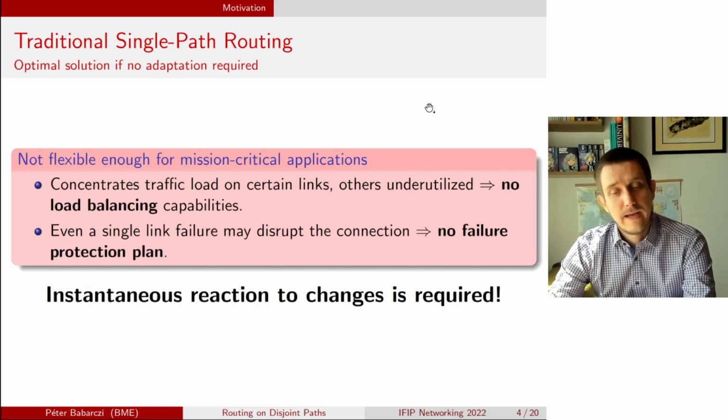We argue that although this solution is optimal for static scenarios, if we have environmental changes, failures, or fluctuating traffic changes, we need to adapt the network to these changes. So this solution has no load balancing capabilities, and also we need some kind of reaction after a failure occurs. So we argue that instantaneous reaction is required.